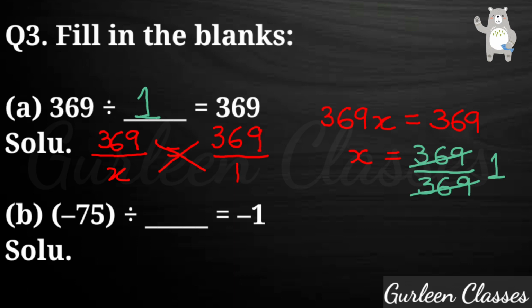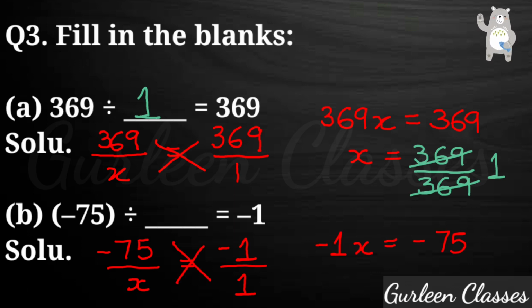B part, minus 75 divided by dash is equal to minus 1. So solution, minus 75 divided by x is equal to minus 1. So now let us do cross multiply. Minus 1 into x is equal to minus 75. So now minus 75 is equal to minus x. Minus minus cancel. So value of x is 75.